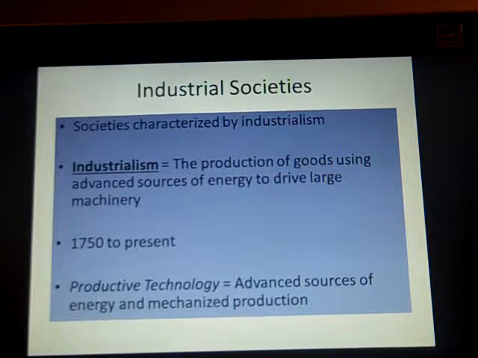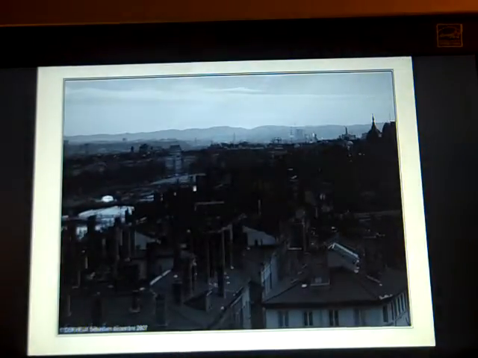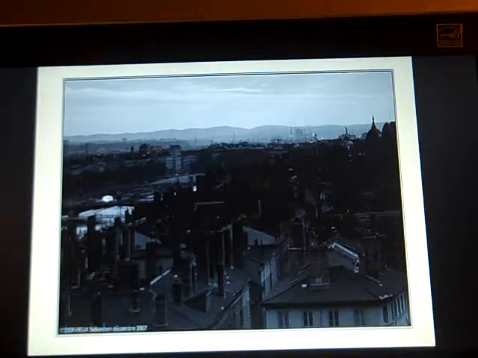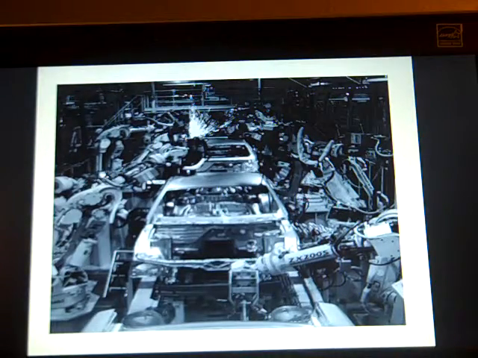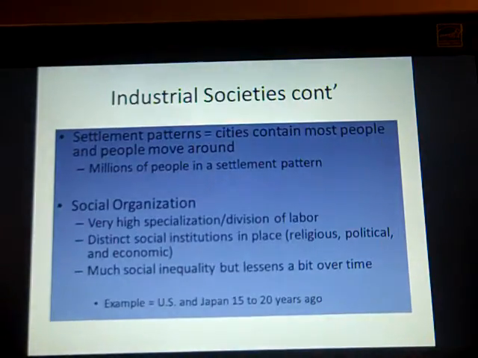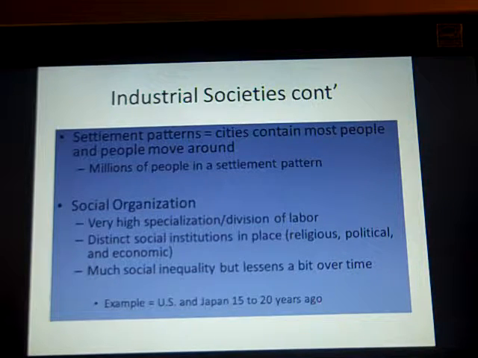So we're starting to see, again, a major shift in human population distribution here. So advanced sources of energy and mechanized production. So you start to see cities and industry develop. In industrial societies, settlement patterns, cities now contain most people, and people move around. You have millions of people, not just 25 or 40, or a couple hundred, or even several thousand. You have millions.